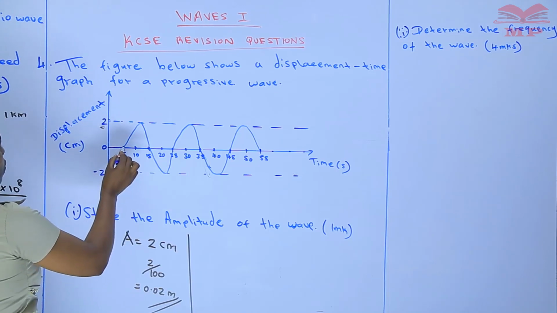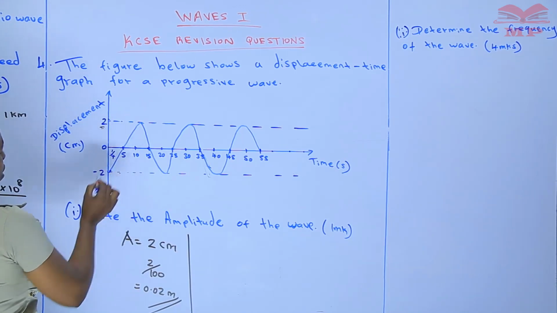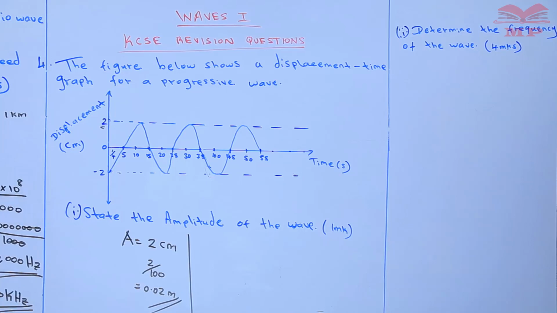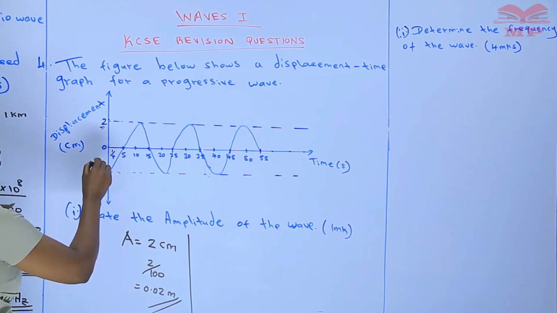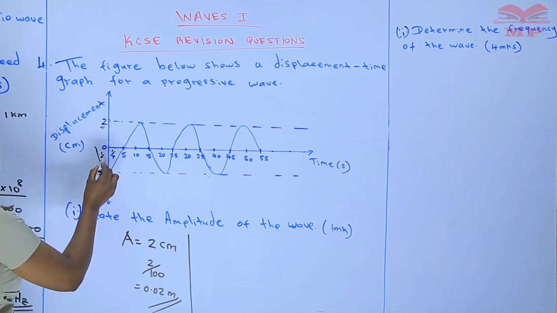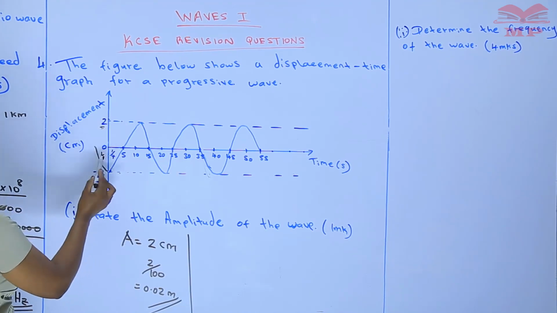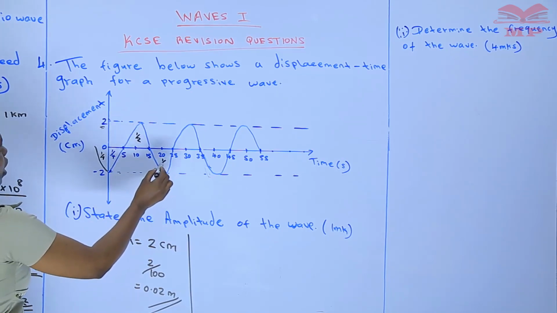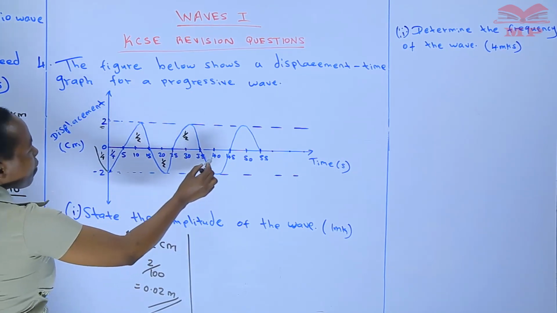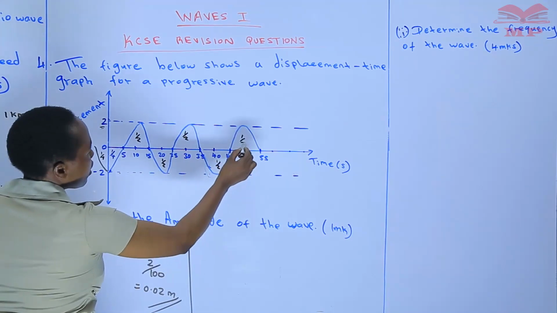So if you look at this part, this is a quarter of a wave. Because if it were on this other way, then this will be another quarter making a half. So this is a quarter, this is a half, this is a half, this is a half, this is a half, and this is a half.